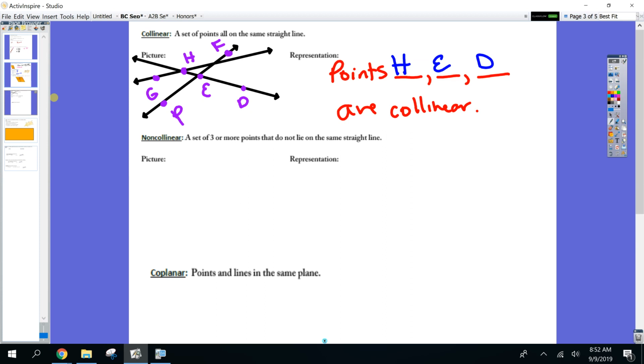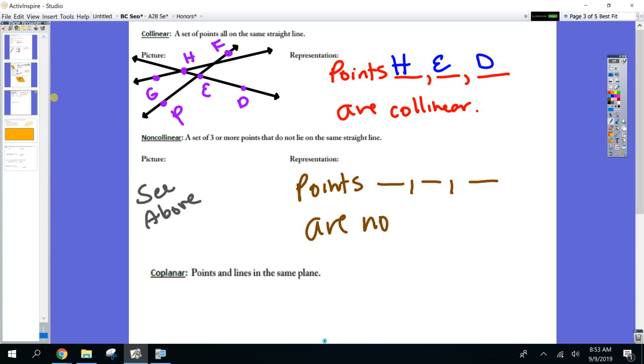All right. Now, what if they're not on the same line? We don't call them collinear. We call them non-collinear. So it seems kind of a waste of time to draw the same diagram, so I'm just going to say see above. Same question I'm going to ask you kids. Points blank, blank, and blank are non-collinear.